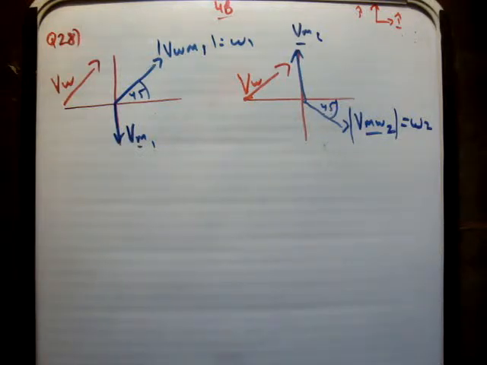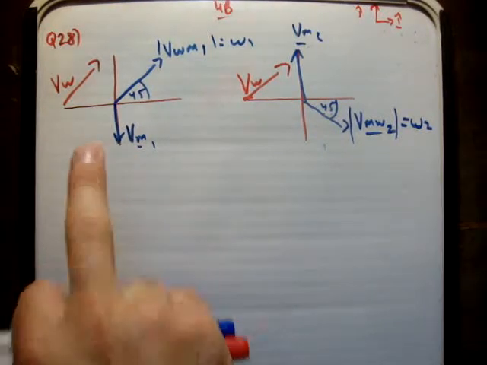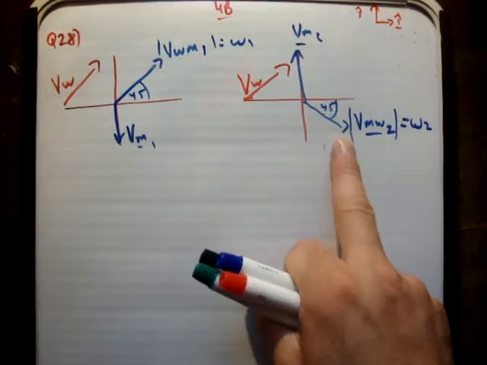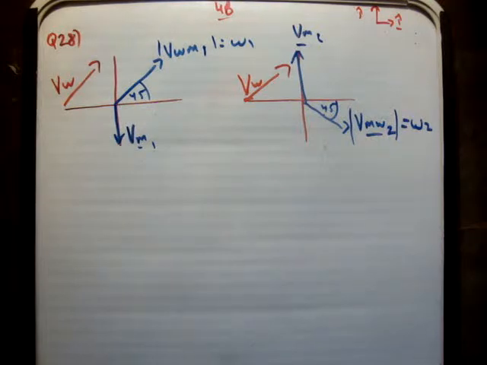So it reads, a man walks due south at 1 meter per second. The wind appears to come from southwest, corresponding to this part here. When he walked due north at 3 meters per second, the wind appears to come from northwest, corresponding to here. Find the velocity of the wind.